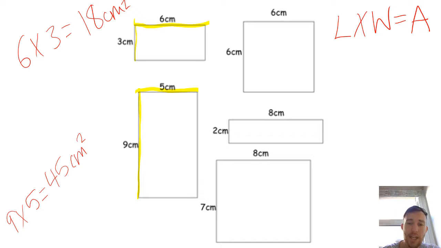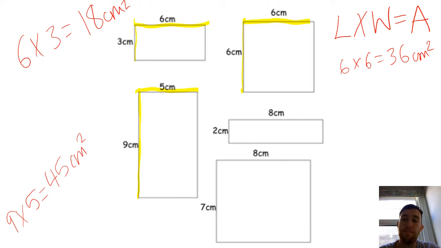Okay, next shape, we've got a square. So it's 6 multiplied by 6. The length and the width are the exact same. That's what makes it a square. So 6 times 6 equals 36. And then our centimeters squared. So 36 squares can fit inside of that square.